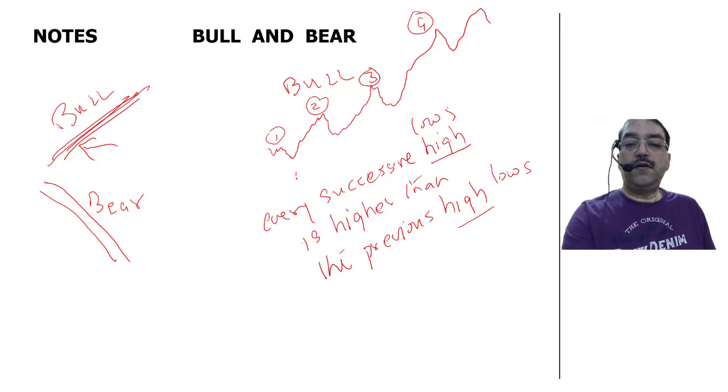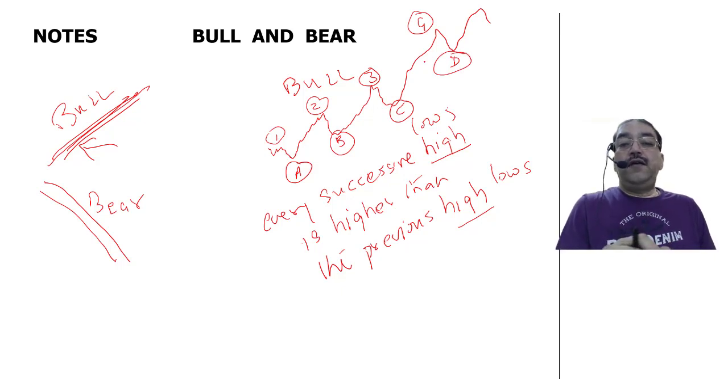Which are the lows here? A, B, C, and D. What do you find? B is higher than A. All these are lows. But B is a low which is higher than A. B is a low. It is low, no? It is down. But this point B is higher than A. Achha, C is also coming down. It's a down point here. But C is higher than B. D is higher than C. So every low is higher than the previous low.